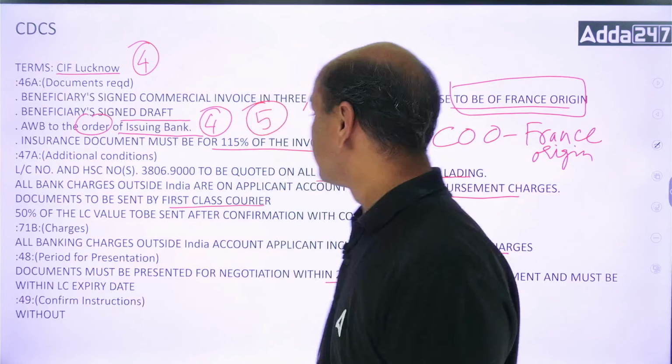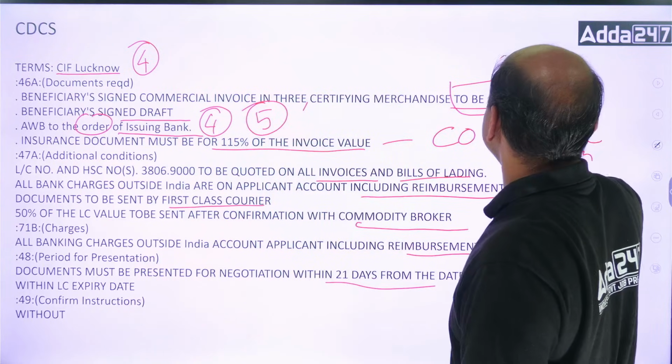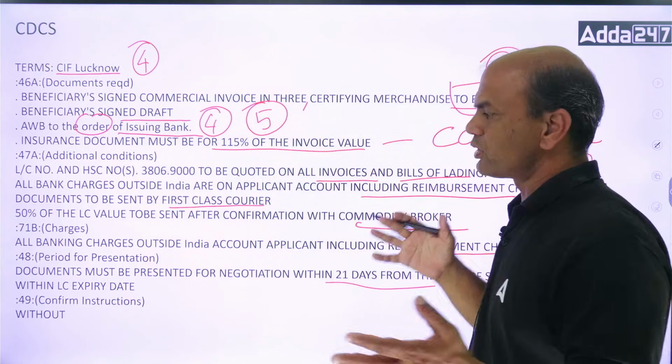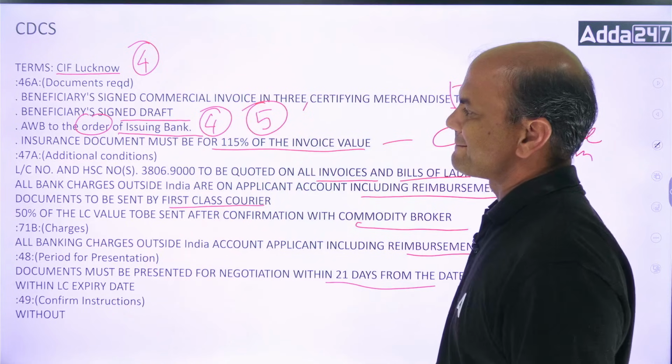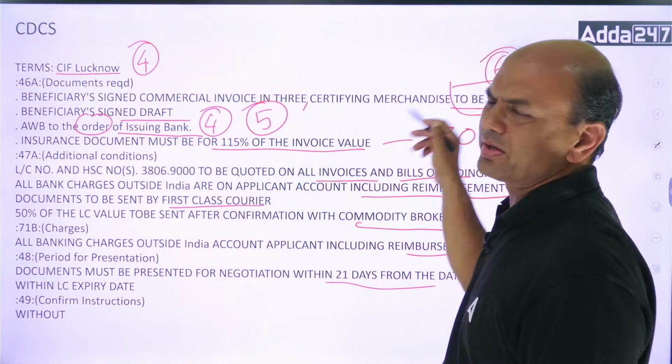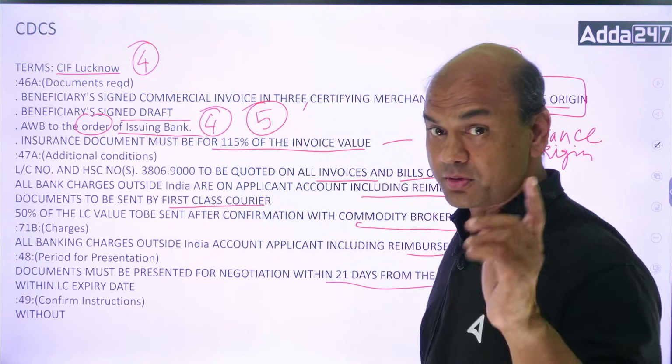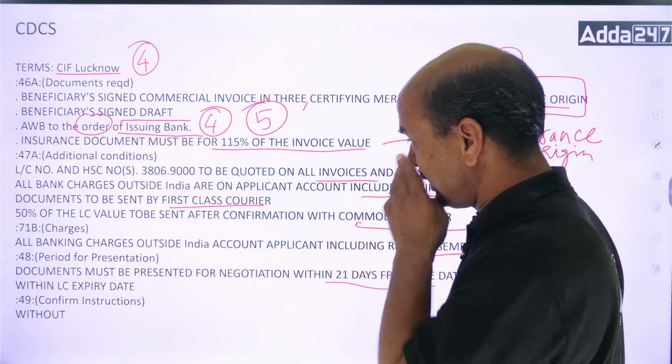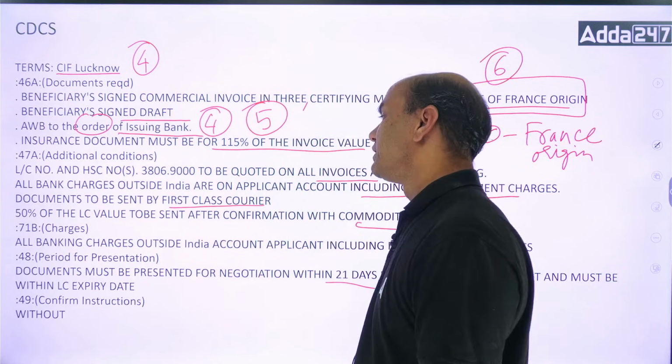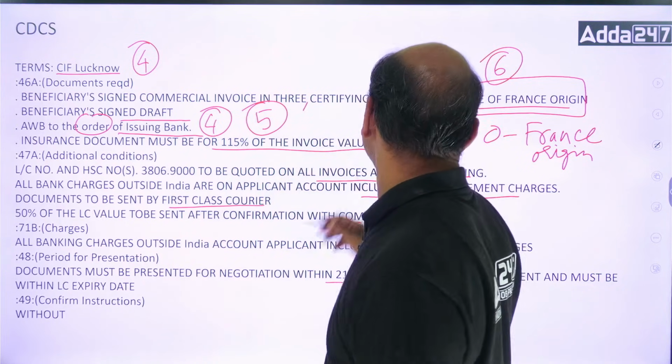So this is one important discrepancy. Sixth, ask for a document. Such a declaration can be given by anyone, but the chamber of commerce will not give anything wrong, right? Got it? Sixth is done.